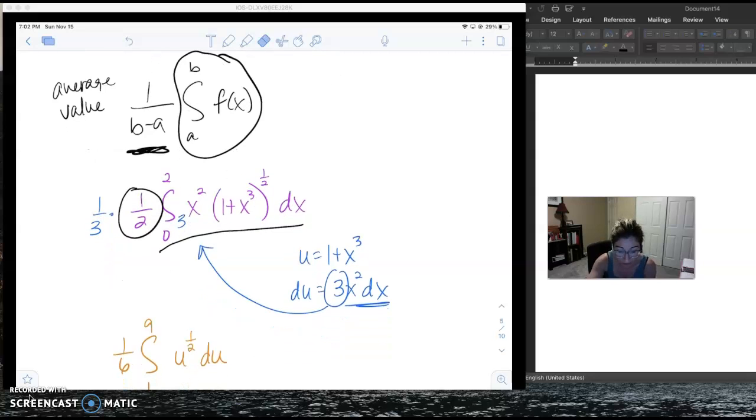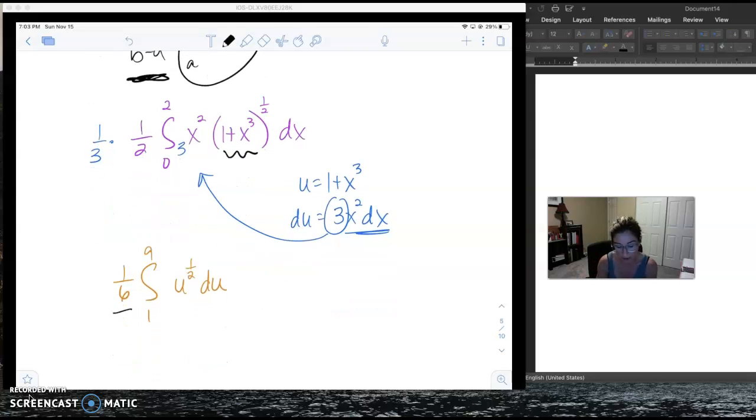Here, I'm going to do some u substitution because I noticed that I have a lot of stuff inside here, and so I called u 1 plus x cubed. The derivative then du is 3x squared dx. Well, I have an x squared dx, I just don't have a 3. So if I put a 3 in there, I would have to balance it out with that 1/3 in the front. So then that actually gives me a 1/6 in the front. I have my u to the 1/2 power, and then my du is the rest of it. Now you notice that my limits of integration changed from 0 to 2 to 1 to 9.